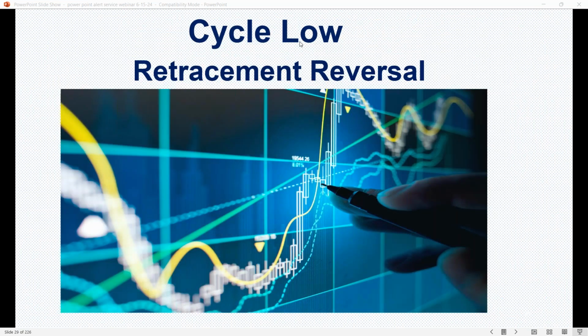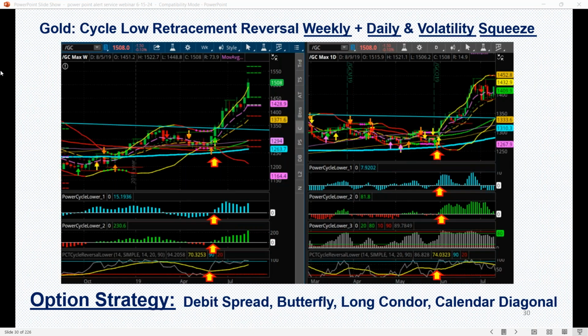And then we have the cycle low retracement reversal. So this is when you have a retracement to a key support moving average. So it could be the 200-day. So this is a 200-day. This is actually a 200-week moving average and a 200-day. This was on gold. So here was a big, huge support area.